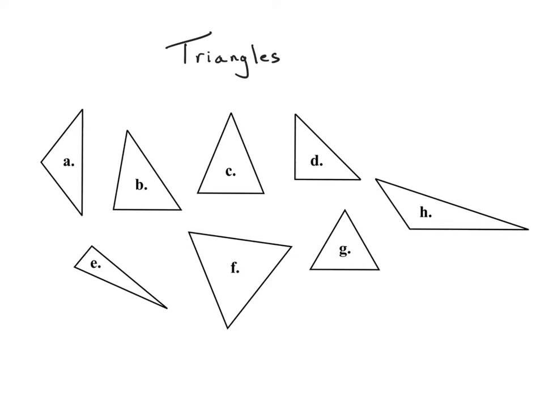For example, we can have triangles that have all 3 sides the same length, like F and G. We can have triangles that have 2 sides the same length, like C, D, and A. And then we can also have triangles where no sides are the same length, like B, E, and H. But there are some restrictions to the side lengths that we can have for triangles. So let's look at that more closely.